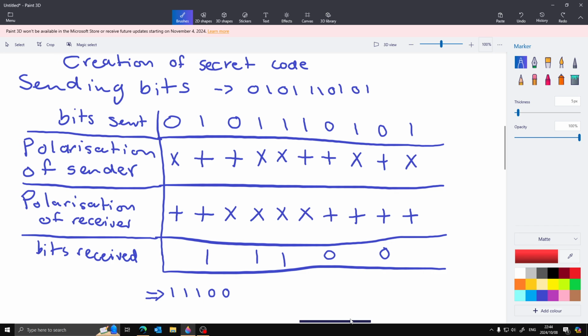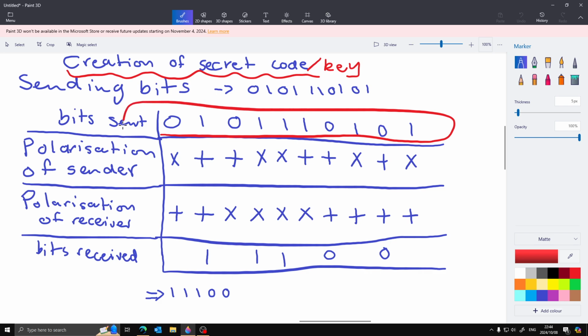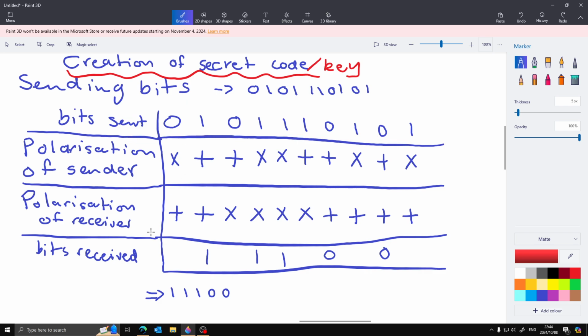So now lastly, we'll go over how this works exactly. Let's just do an example. When we create a secret code, or let's say secret key, that can be secret code or key, right? That'll be in the form of a few bits that we send. Let's say we send a 10-bit line of information, correct?